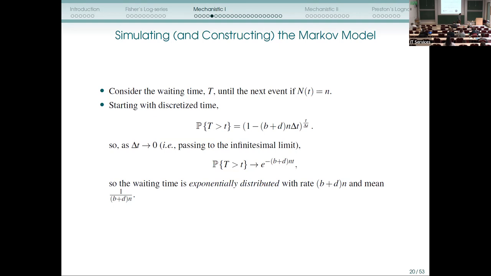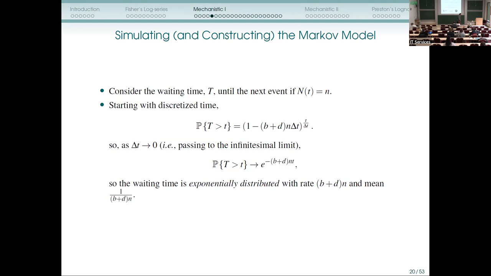Now, how long do I have to wait for the next thing to happen? If I have n individuals, b n delta t is the probability that one of them gave birth in my small time step delta t. d n delta t is the probability that one of them died in a time step delta t. 1 minus (b plus d) n delta t is the probability that nothing happened in the time step delta t. If nothing happened before time t, then t divided by delta t is the number of cycles. Maybe t is 100 and delta t is 0.1. 100 divided by 0.1 means I had 1,000 cycles that happened before anything happened. So this is measuring the number of cycles of discrete time up to time t. Nothing happened this many times, and that's giving me the waiting time distribution.